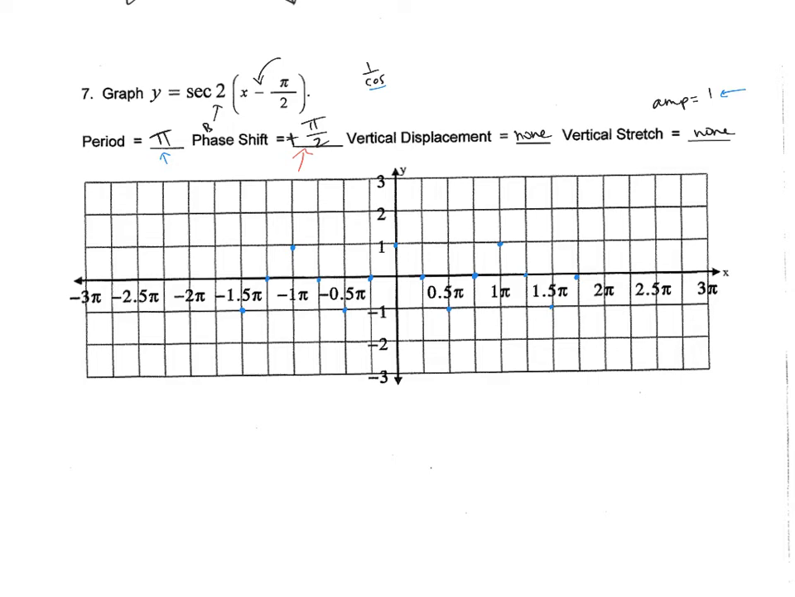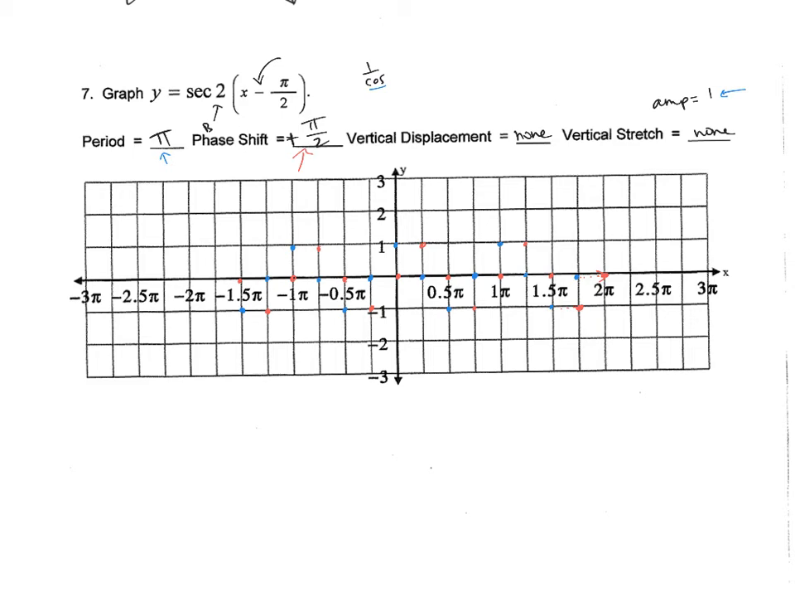I'm going to take every single one of these dots and shift it to the right by pi over 2, or 0.5 pi, which is 1 block. So each one of these goes over 1. Once you've got the pattern figured out, it becomes a little easier to just continue with those. We would have another one there.